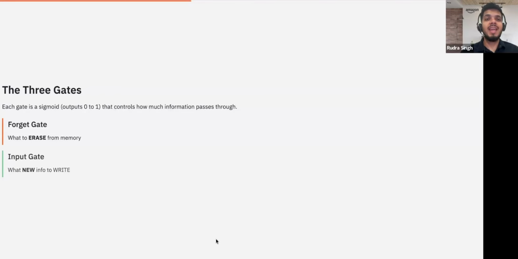The input gate decides what new information to write in. If you just learned the customer's birthday, now is the right time to store that. The output gate decides what to actually reveal at this time step. You might know the customer's birthday, but if they're currently searching for shoes, that birthday information isn't relevant right now. So the output gate keeps it hidden. And this is how these three gates actually work in a synchronous manner in order to keep the LSTM architecture working.